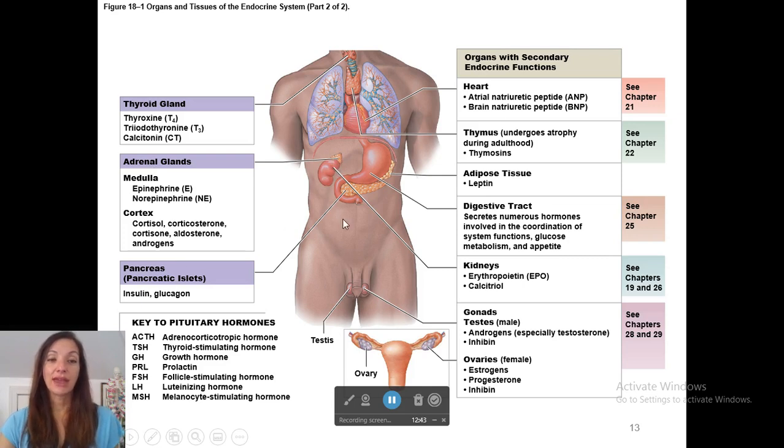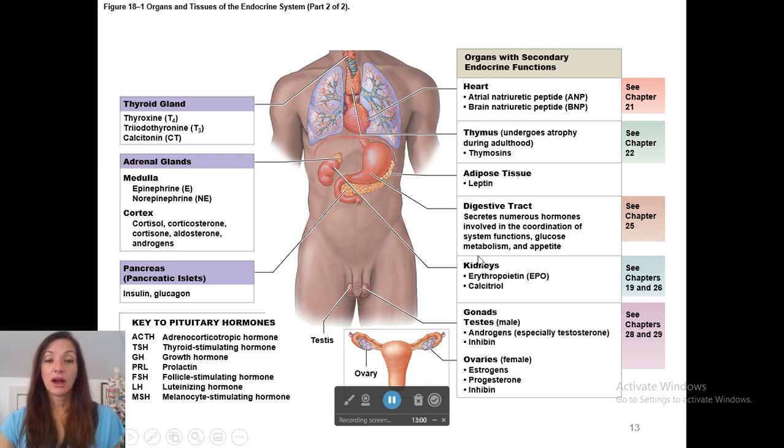Then we have the pancreas, which is also part of the digestive system, which we will see later on in the chapter, and it wraps basically under the stomach.